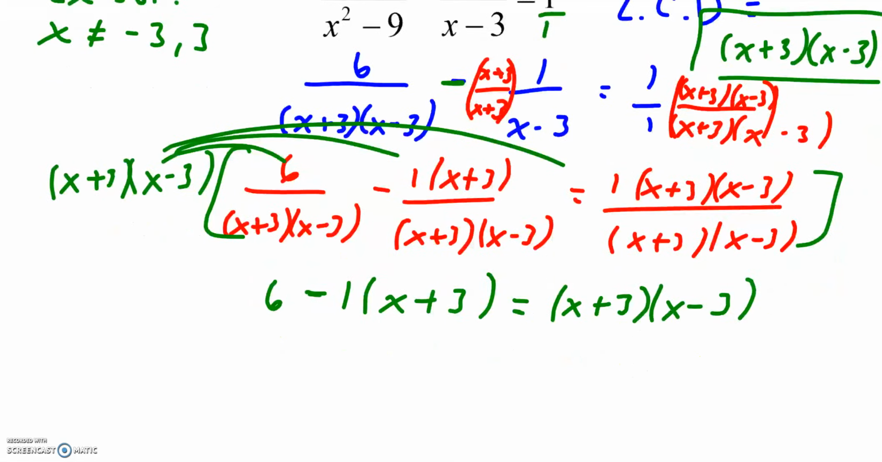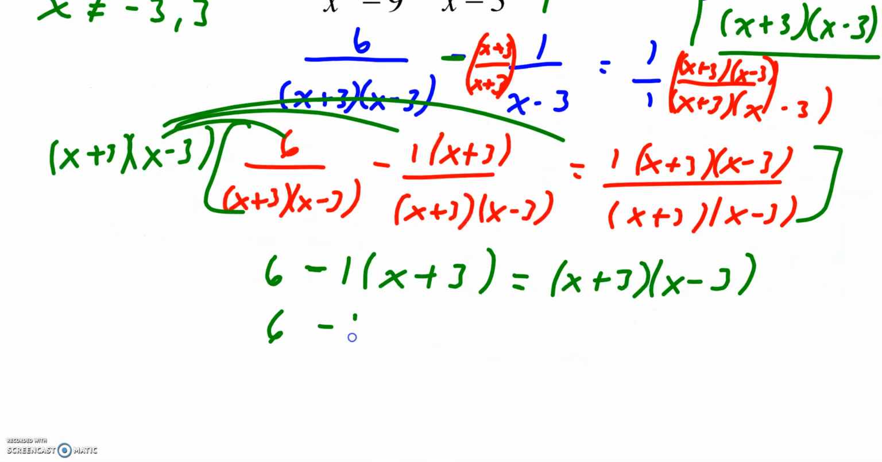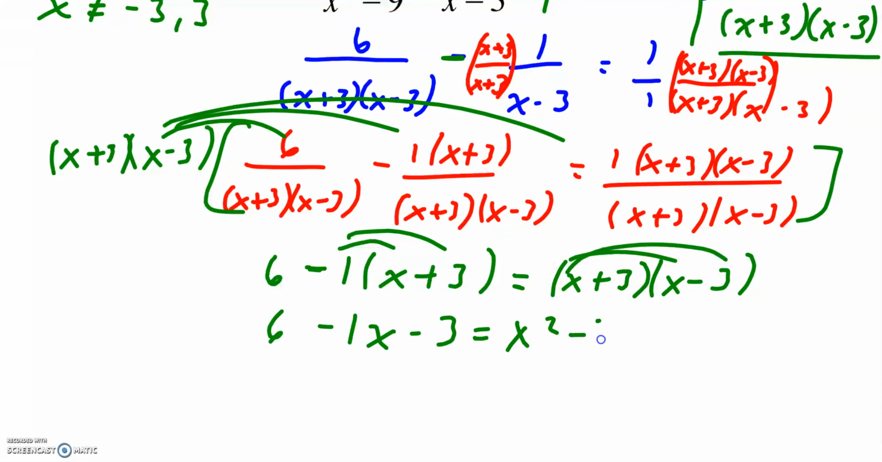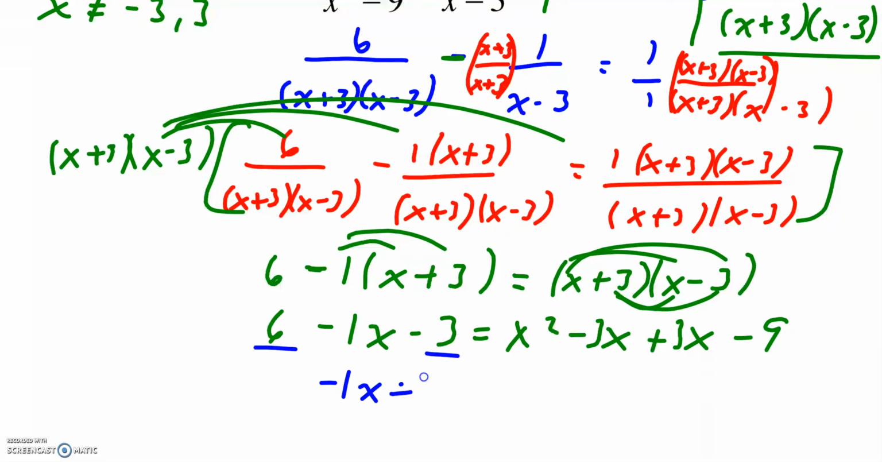If I keep solving this, I'd have 6 minus 1(x minus 3) equals, let's distribute or FOIL: x times x is x squared, x times negative 3 is negative 3x, 3 times x is 3x, 3 times negative 3 is negative 9. So on this side, it simplifies to be negative 1x, 6 minus 3 plus 3 equals x squared. These cancel out, minus 9.